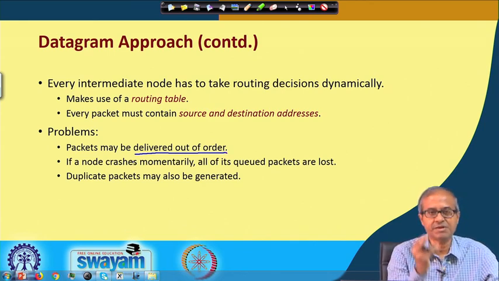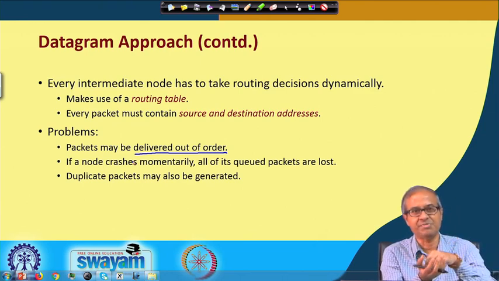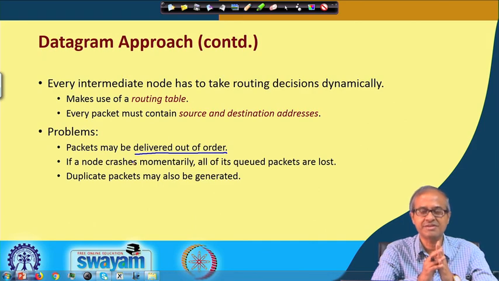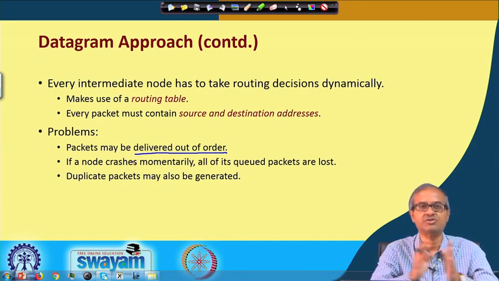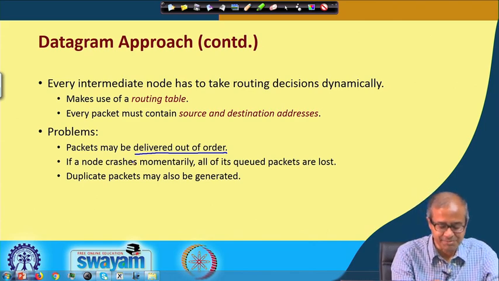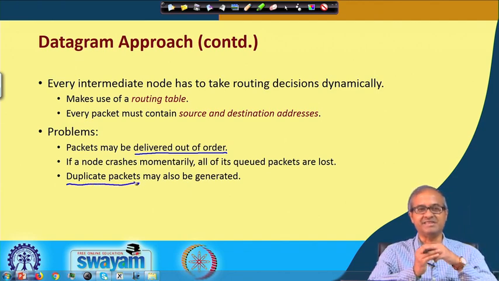Similarly, if some intermediate node temporarily goes down, all packets stored in its buffer will get lost. So, some packets might get lost also. This also happens in our postal system. Sometimes a letter never gets delivered. Okay? But something which happens here, which is not there in a postal system, is that sometimes duplicate packets may get generated.